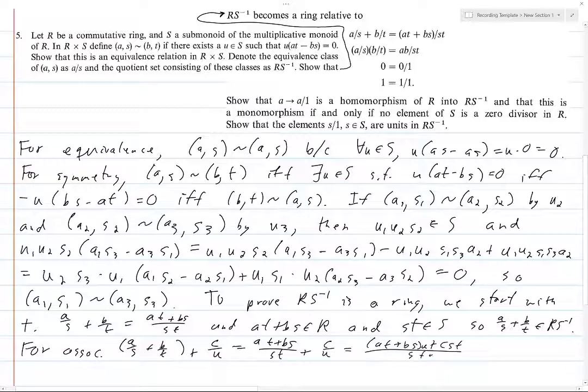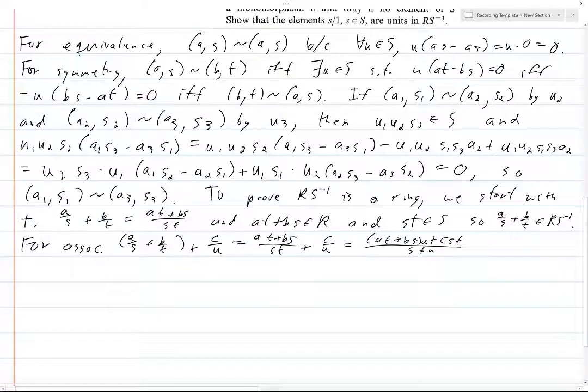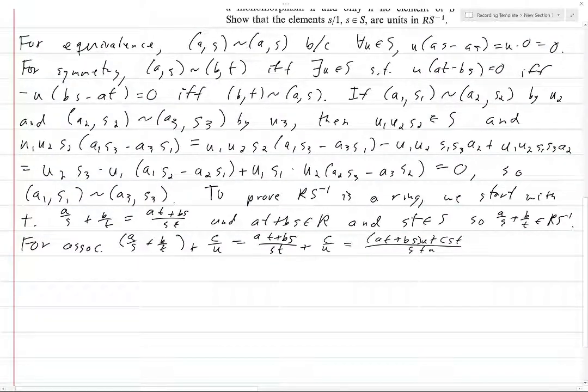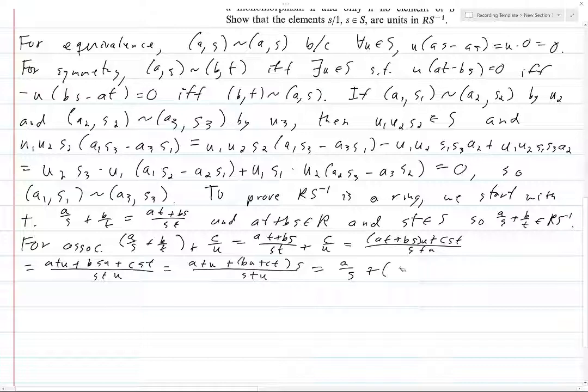So now we're scrolling down. This is equal to (ATU plus BSU plus CST) over STU. Just basically expand everything out for STU. And then that's just A over S plus what becomes B over T plus C over U. So there we go.